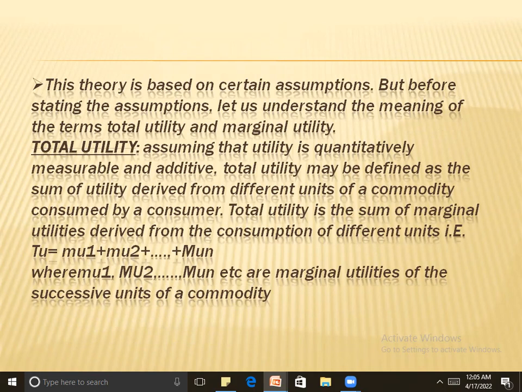But before stating the assumptions, let us understand the meaning of the terms total utility and marginal utility. Total utility: assuming that utility is quantitatively measurable and additive, total utility may be defined as the sum of utility derived from different units of a commodity consumed by a consumer. Total utility is a sum of marginal utilities derived from the consumption of different units. That is, total utility TU equals MU1 plus MU2 plus so on up to MUn, where MU1, MU2 up to MUn are marginal utilities of successive units of a commodity.